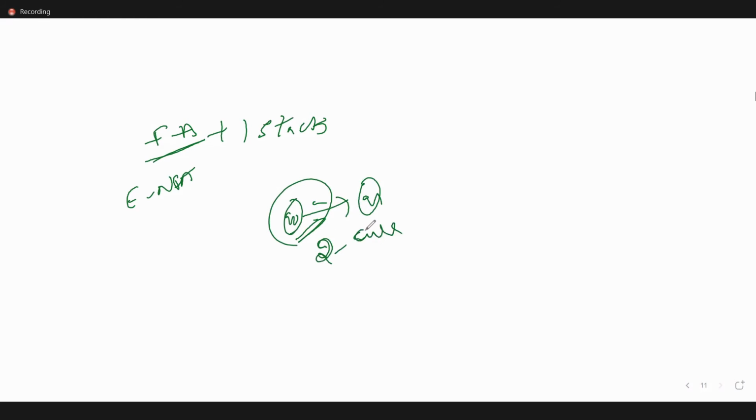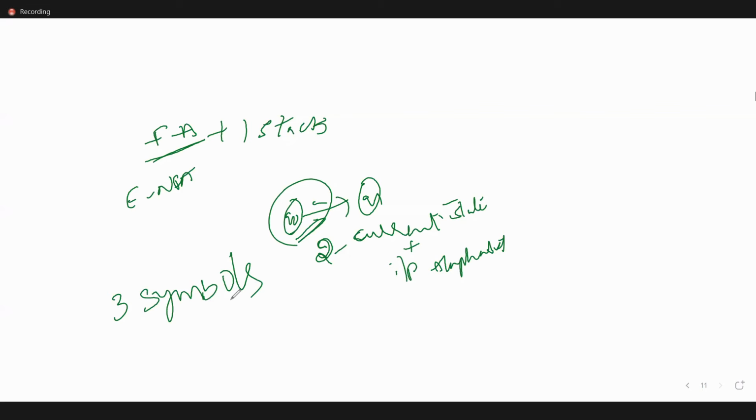What are they? Current state plus input alphabet. This is what we saw in finite automata: Q0 on A is going to Q1. Q0 on A means the current state and the input symbol go to some other state. This is what we have seen earlier in the finite automata. When you come to pushdown automata, the PDA depends on 3 symbols. How many symbols, can anyone guess? 3 symbols. What are they? Can anyone guess?